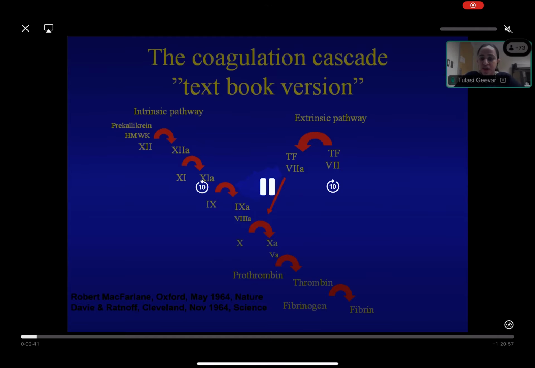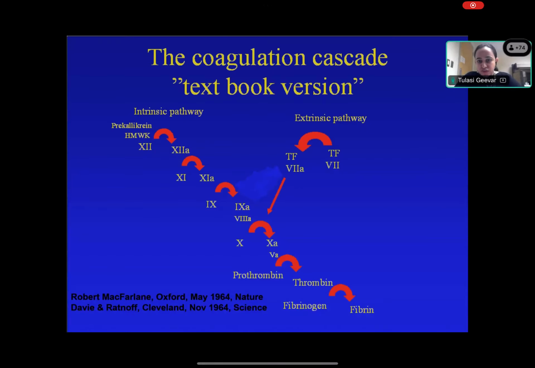Tissue factor activates factor 7, and activated 7 in turn activates 10 to 10A, and the 10A in the presence of 5 converts prothrombin to thrombin, and thrombin converts fibrinogen to fibrin. While in the intrinsic pathway, there is activation of the contact pathway with activation of 12 to 12A, 11 to 11A, 9 to 9A, and 9A in the presence of its cofactor 8 activates 10 to 10A. From this point, it is common between the extrinsic and the intrinsic pathway.